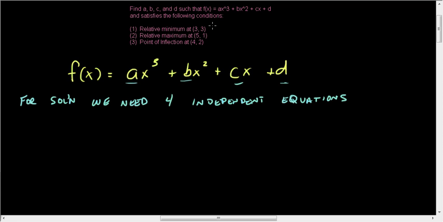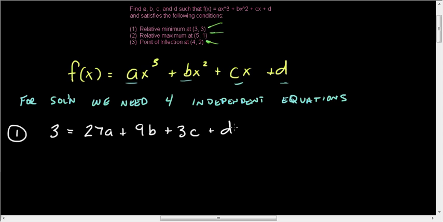Well, we know that it crosses these 3 points. And so we can go ahead and make those 3 of our 4 necessary equations. Let's do white. So equation number 1, we know it passes through the point 3, 3. And so that means that f of x is 3, and so is x. So this is going to be 3 cubed is 27. So it's 27a plus 9b plus 3c plus d.